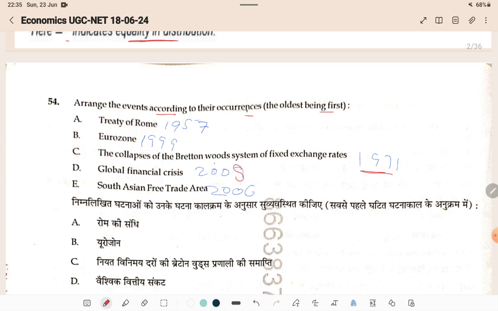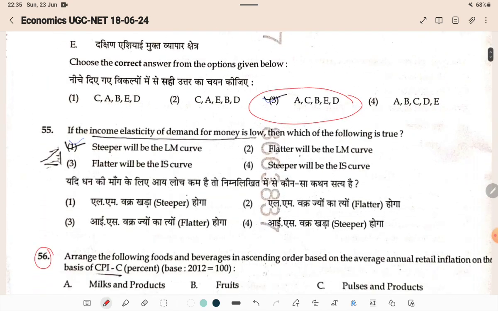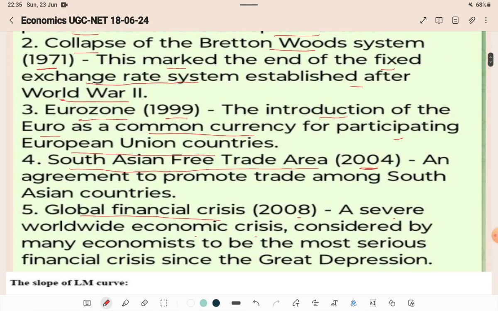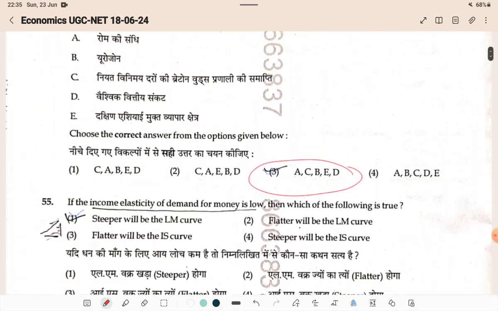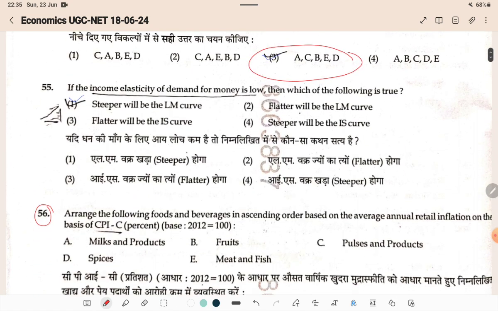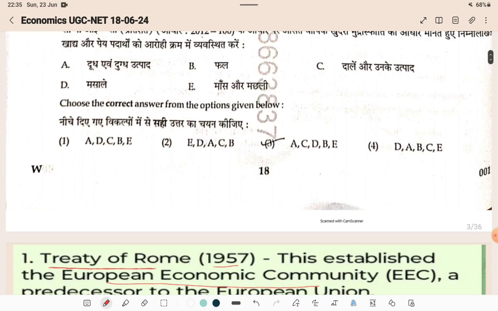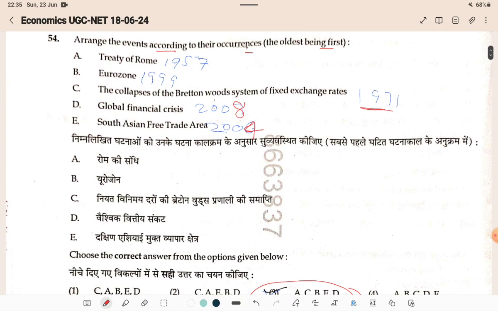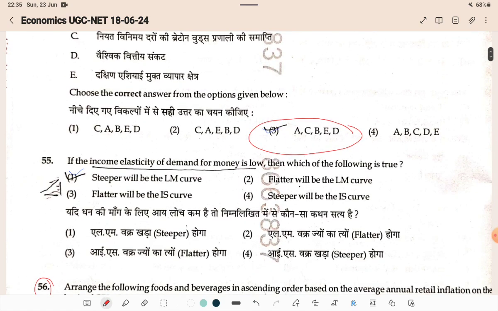It was not 2007, it was 2008, and South Asian Free Trade Area was in 2004, not 2006. And I think Treaty of Rome in 1957, all are right here. So you can check for yourself also. Now the next question: if the income elasticity of demand for money is low, then which of the following is true?